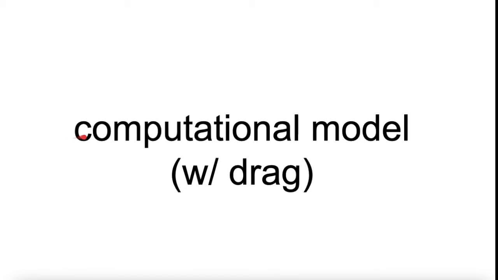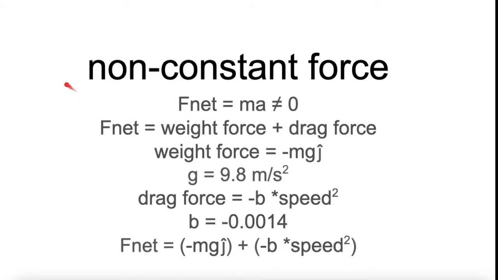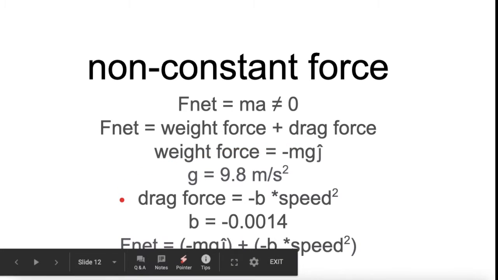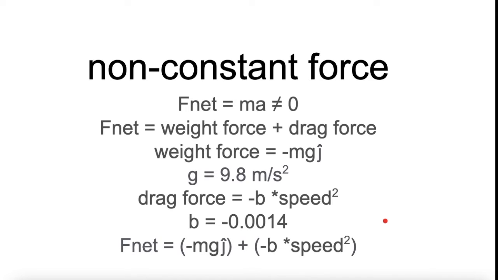Now we move on to our computational model, where we include drag. So again, we have a non-constant force, but this time we know that the net force is the weight force plus the drag force. So the drag force is equal to the drag coefficient times the speed squared. So our drag coefficient is negative 0.0014, and this was estimated using the model and our final position. So here we have the net force is the weight force plus the drag force.